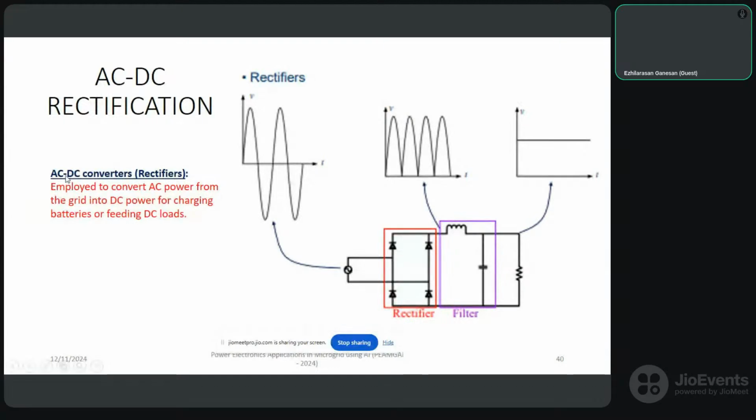So as I said, AC-DC rectifiers you have already seen. They are employed to convert AC power from the grid to DC power for charging batteries or feeding loads. So this is the input signal of the rectifier. You can see a diode bridge rectifier in the place. It is an uncontrolled rectifier. Then there is a filter. So what is happening in the filter? The bidirectional current and voltage is converted into unidirectional voltage. You can see that is the output of the rectifier. Then we have an LC filter. After the LC filter, you can see pure DC is coming as an output.